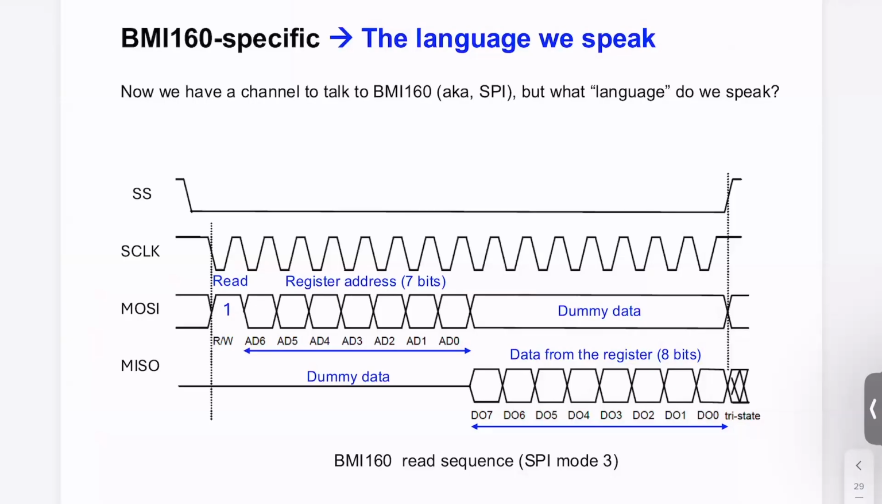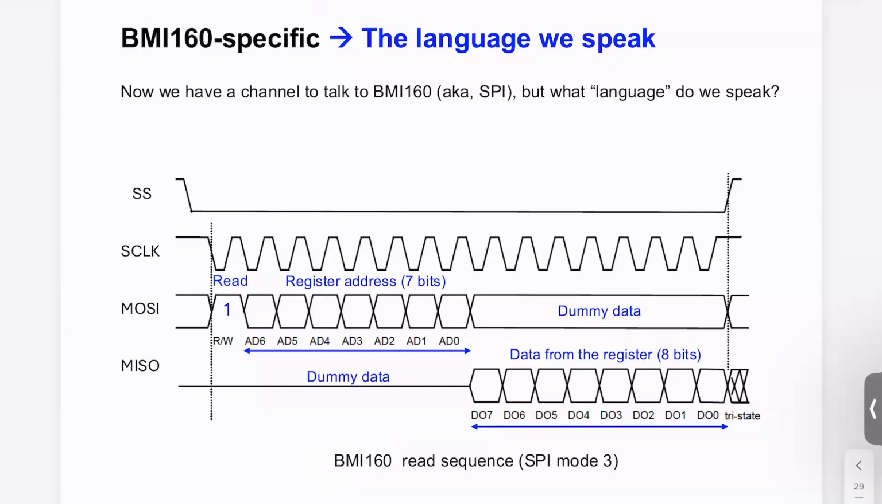Then SPI is the communication channel. It's the telephone system. Then your BLE SoC and your sensor can talk on SPI, but you have to agree what language you want to speak. You have to agree on the protocol. The protocol is typically defined by your slave device or your sensor. So now we are talking to our BMI 160. We have to define the language we speak. This is defined by the BMI 160 in the data sheet.